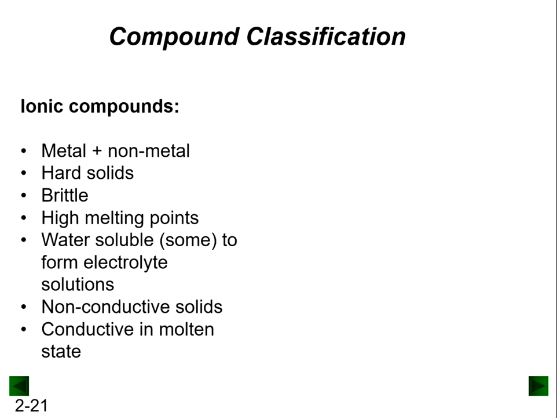We can classify compounds into 2 groups. The first group is the ionic compounds, as we saw. This is when I combine a metal with a nonmetal. Ionic compounds tend to be hard materials, like salt. They tend to be brittle, so they fracture when you hit them. They have high melting points. They're somewhat water soluble. Some of them are very water soluble. When they dissolve, they form electrolyte solutions. The solids themselves are non-conductive, but in the molten state, they are conductive.